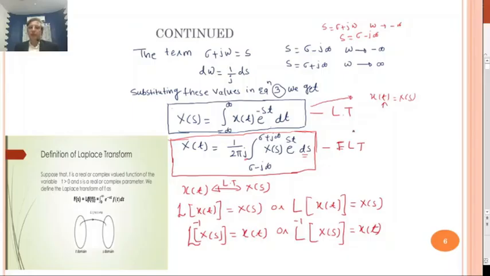But generally this equation is not used because it is complex. Hence, to find the inverse Laplace transform, we use another method, called the Heaviside theorem. The symbol for the Laplace transform is script L, which we will simply write as L. The Laplace transform of x of t is X of s, and the inverse Laplace transform of X of s is x of t. Hence this is bidirectional: L of x of t equals X of s, and L inverse of X of s equals x of t.